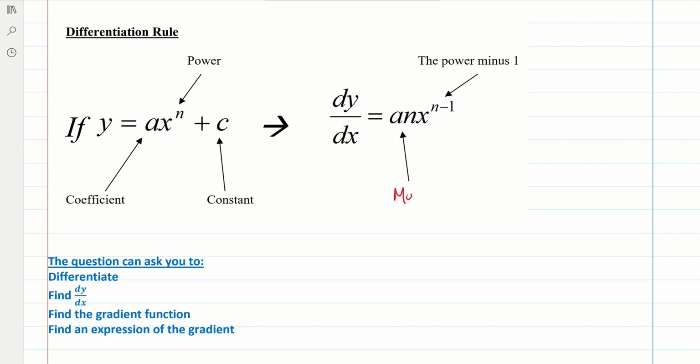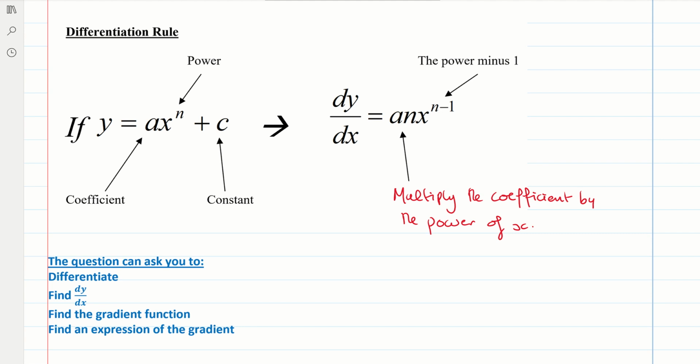Multiply the coefficient by the power of x. And then you subtract the power, you subtract 1 from the power. This is the differentiation rule.